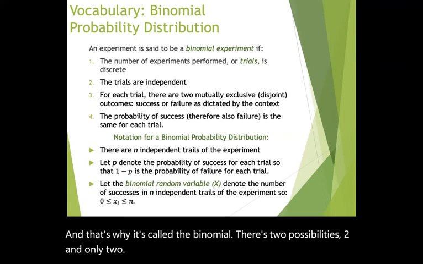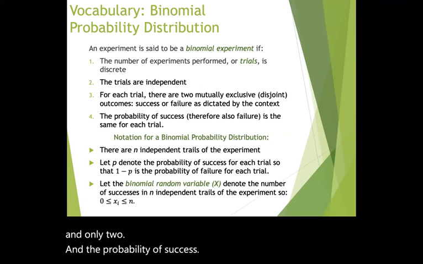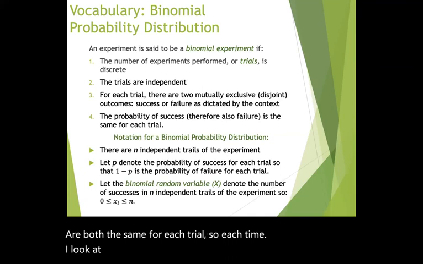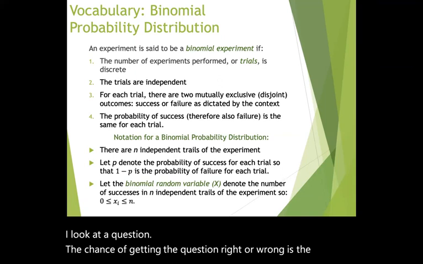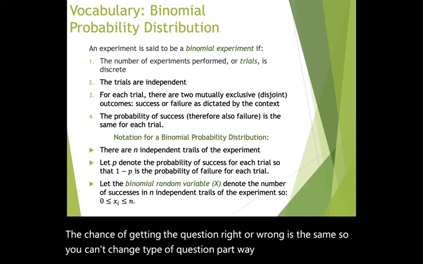And the probability of success and its inverse, failure, are both the same for each trial. So each time I look at a question, the chance of getting the question right or wrong is the same. So you can't change the type of question partway through for this to work.